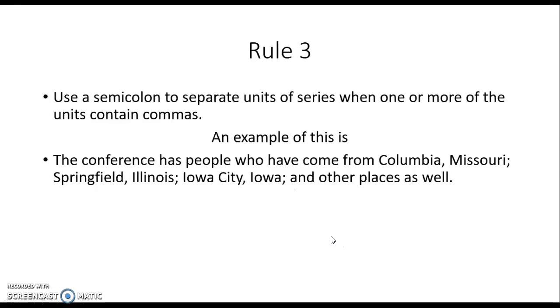Rule 3. Use a semicolon to separate units of series when one or more of the units contain commas. An example of this is the conference has people who come in from Columbia, Missouri; Springfield, Illinois; Iowa City, Iowa; as well as other places. Notice the commas and the semicolons. It would be really confusing to have a comma between each of these, so it's a lot better to put a semicolon.